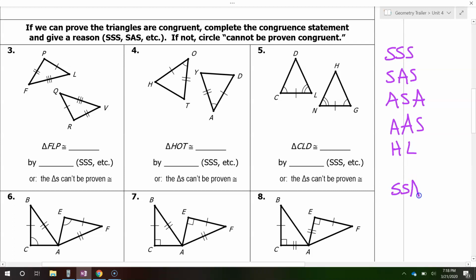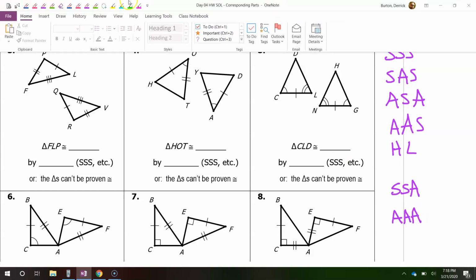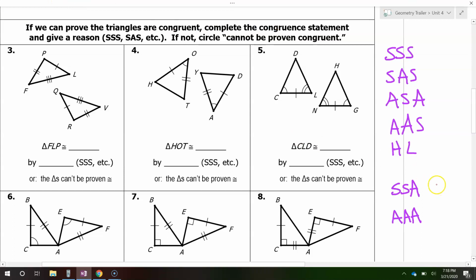Side, side, angle proves nothing. Angle, angle, angle also proves nothing. All right, so this doesn't work, and neither does this. But all of these will prove that triangles are congruent.